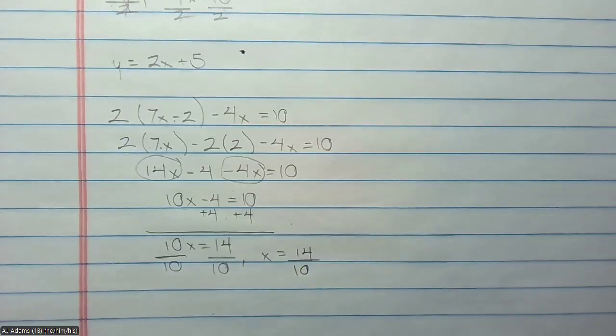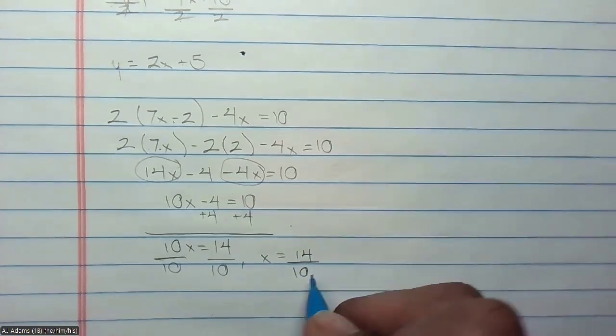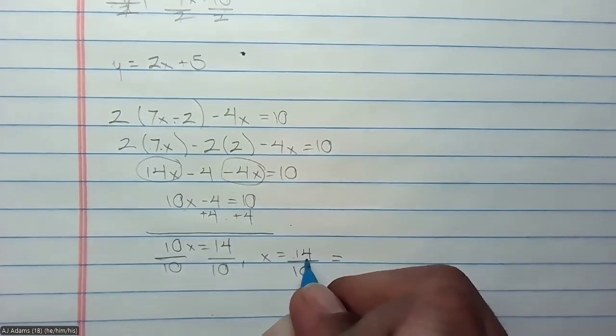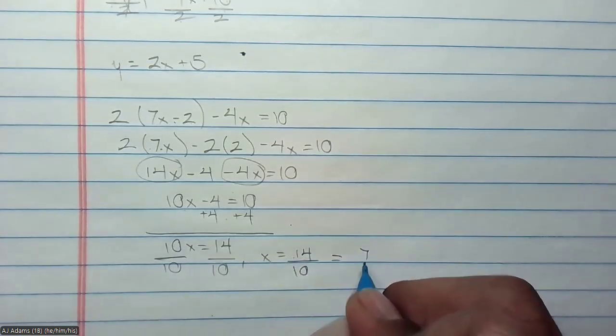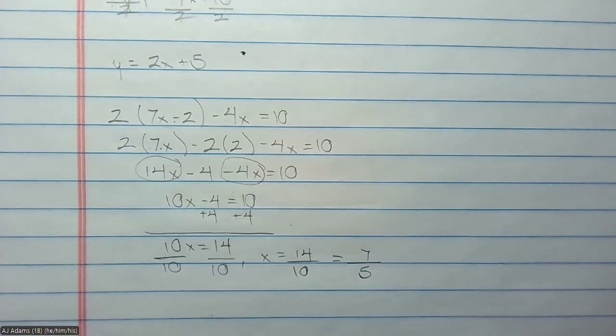And if we simplify, something that we've been practicing in class, you ask yourself, what can I factor out of the numerator and the denominator? We can factor out a 2 from the numerator and the denominator. 14 divided by 2 is 7. 10 divided by 2 is 5. We have x equals 7/5.